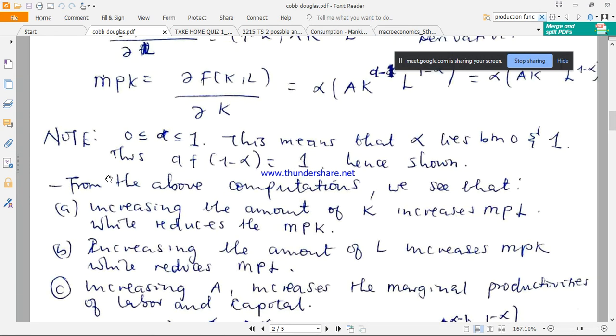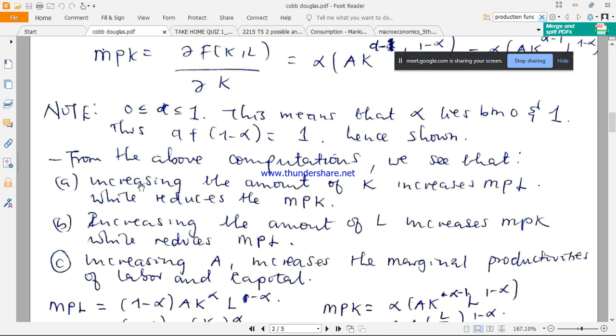So that is how we calculate this. From the above computations, we note the following: increasing the amount of capital increases the marginal product of labor, while it reduces the marginal product of capital.